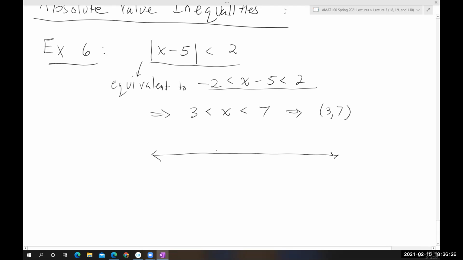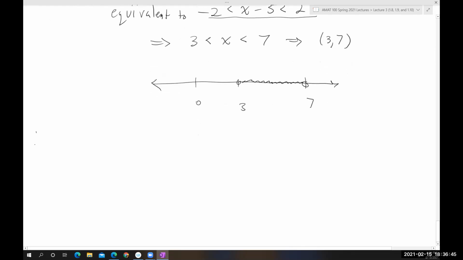You get this, so you get 0 here, 3, and then 7 over here. So you put a hollow circle at each point, 3 and 7, because you don't want to include those, and then you fill in that part. So that's pretty straightforward to solve. The next one is a little bit more tricky. So this is example 7.